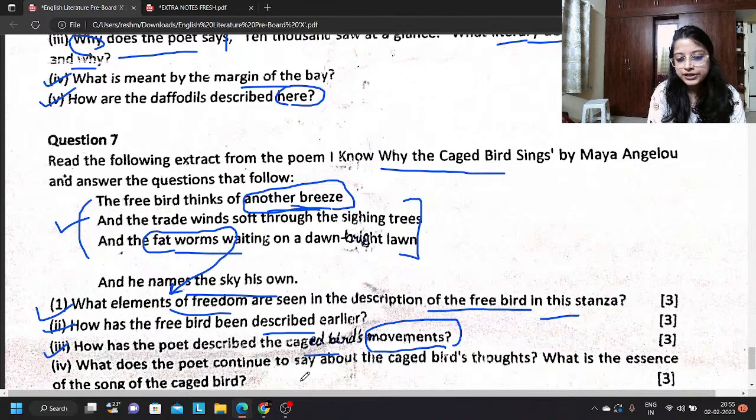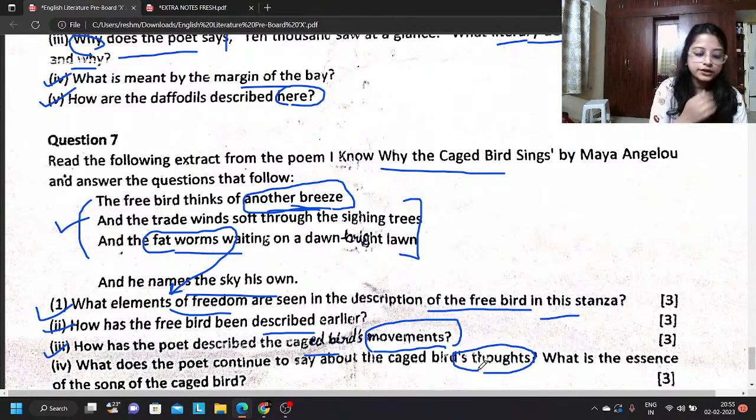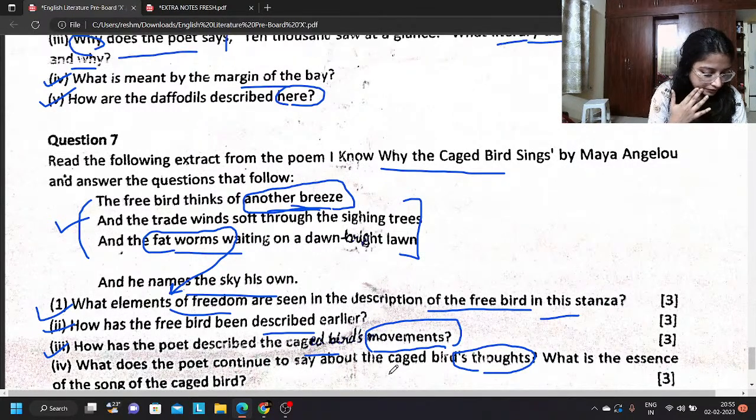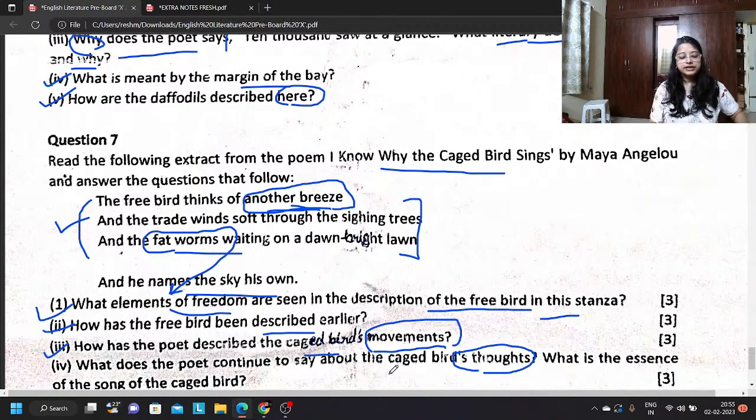What does the poet continue to say about the caged bird's thoughts? This one's questions are very good. Prepare them. These kinds of questions are common and likely to come if this poem actually comes. The caged bird is restricted, feet are tied, wings are clipped, vision is not captive, they can see. Okay, but they cannot move. They can only be angry about not being able to move themselves.